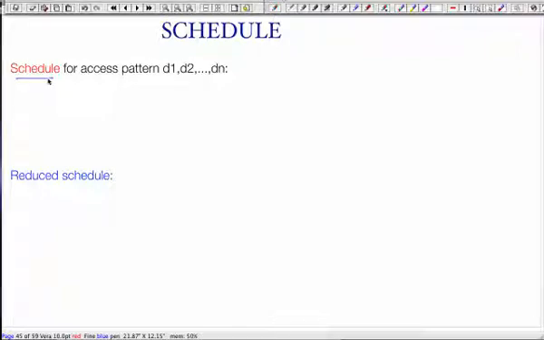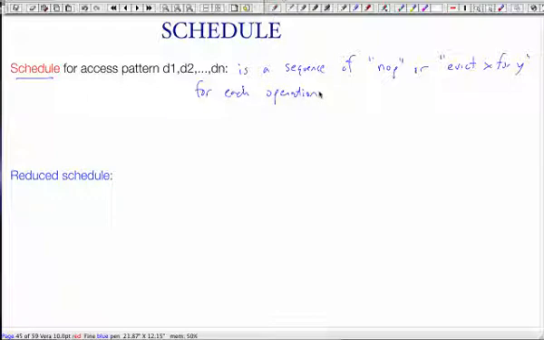And in order to prove that theorem, I'm going to have to add a few definitions. A schedule for an access pattern is a sequence of either no-op or evict X for Y. The schedule is what you do on your cache. So at every memory access, you either do nothing because your cache satisfies it, or you evict some element X for some other element Y. That's what a schedule is.